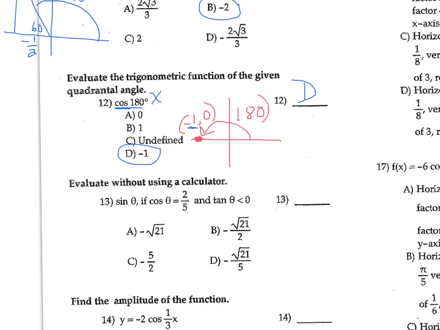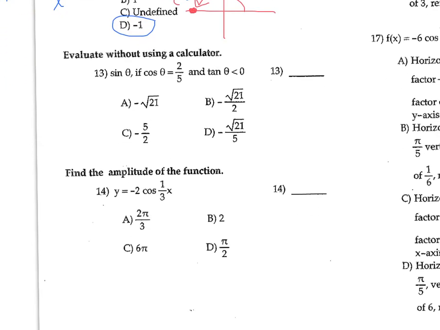So on your test, I could ask you for tangent, or I could ask you for secant or cosecant. Just keep in mind that tangent is y over x. And then cotangent is x over y. Sine is y, okay?